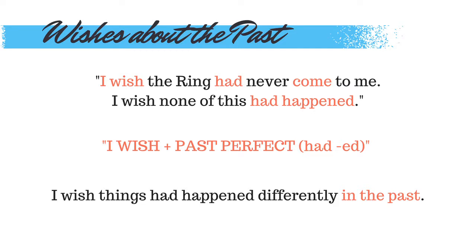Wishes about the past. Once again, while we go through the grammar, I would like you to remember these two lines from the movie. I wish the ring had never come to me. I wish none of this had happened. What does this tell you? It tells you that if you want to make a wish about the past, you have to take one step further back tense-wise. So instead of using past simple or past continuous as we did in the wishes about the present, you must use past perfect. I wish plus past perfect, which is formed with had and the ed ending at the end of the verb.